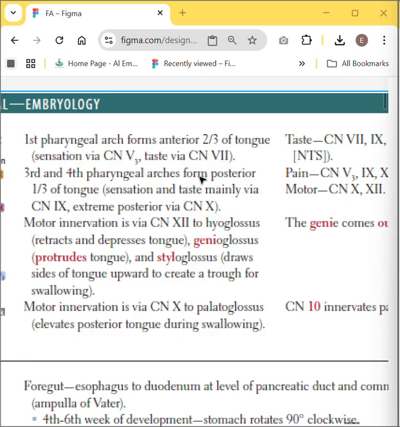Third and fourth pharyngeal arches form the posterior one-third of the tongue. Sensation and taste are mainly via cranial nerve 9. What was our cranial nerve 9? It was our glossopharyngeal nerve, right? And extremely posterior via cranial nerve 10. So the extreme posterior part is supplied by the vagus nerve, 10.